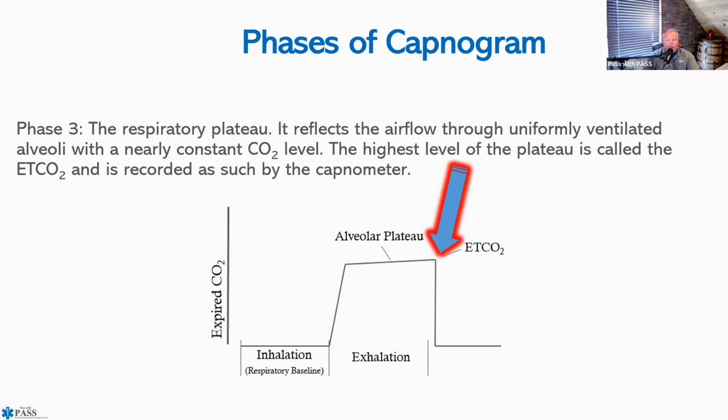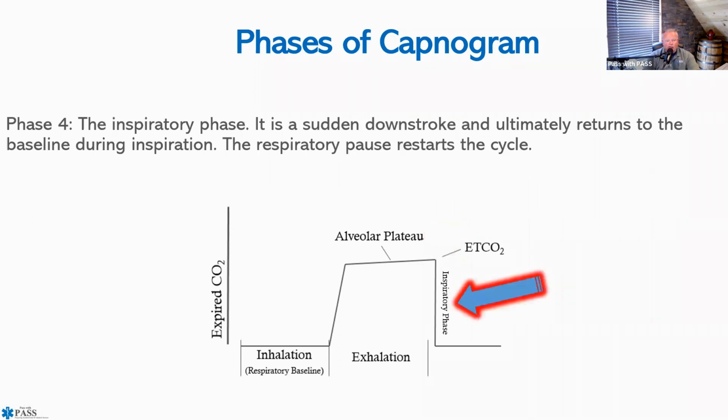And then after you are finished exhaling, we're going to take a breath in, and that is where the inspiratory phase comes. This is the sudden downstroke and ultimately returns to the baseline during inspiration. This is phase 4. Remember, because we are not measuring oxygen, it's going to end up giving us a reading of 0 if we were to measure that. And that is what is happening here in phase 4, that inspiratory phase that is trying to get us back down to that baseline, or the isoelectric line if you're likening it to an EKG. It's a sudden downstroke and ultimately returns to the baseline during inspiration.